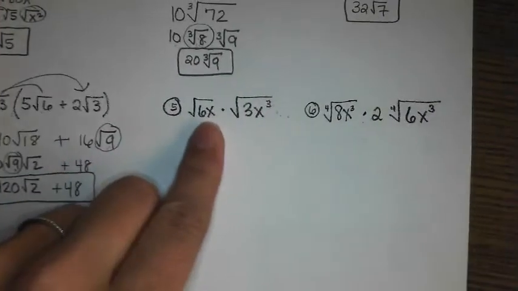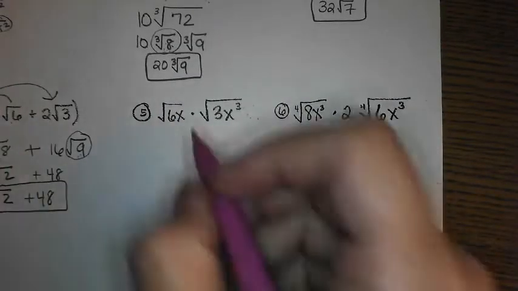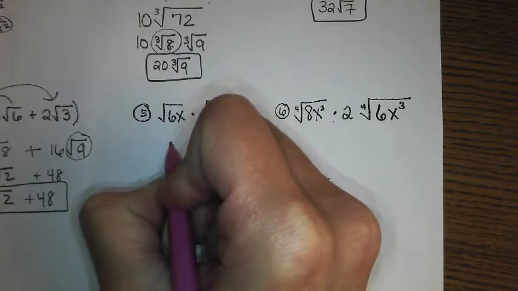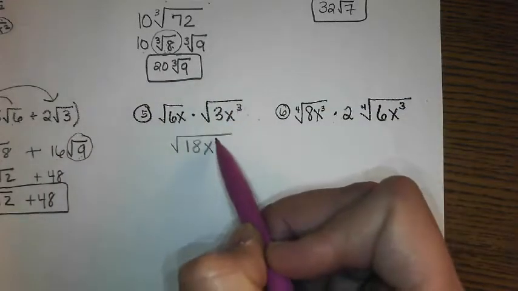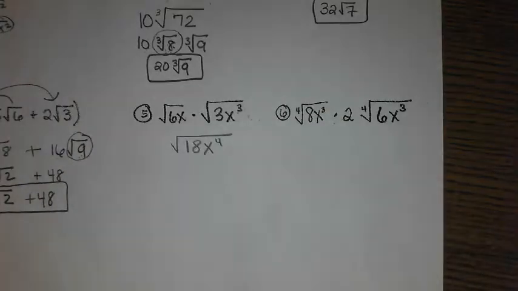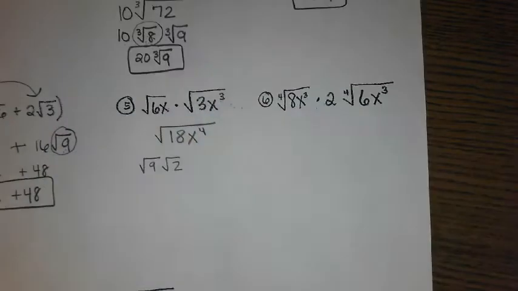Number 5, more multiplying. When I initially multiply these radicals, Isaiah, what do I get? X times x cubed bumps you up to x to the 4th. Okay? How, if at all, do I break down the 18, Kirsten? Root 9, root 2. How, if at all, do I break down the x to the 4th? Jordan? Right, I don't break it down.